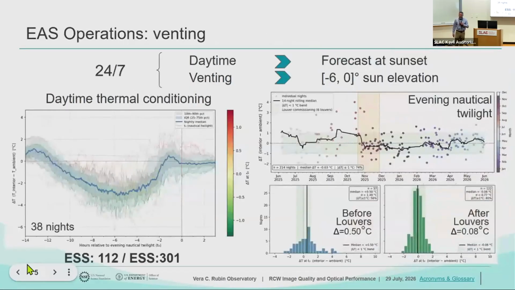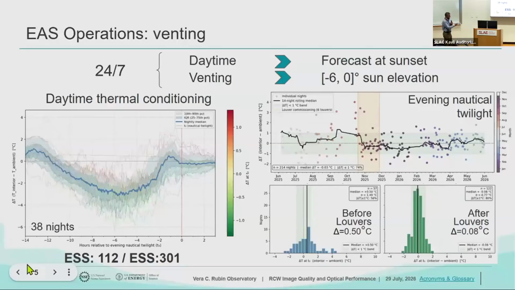Daytime performance. So this is over, I think, several months, 38 nights. So a couple months of data on the left here that shows our preparation for the evening conditions. During the day, it gets warmer than inside the dome. And then as the sun gets lower, the temperature inside and outside the dome converge rather quickly.